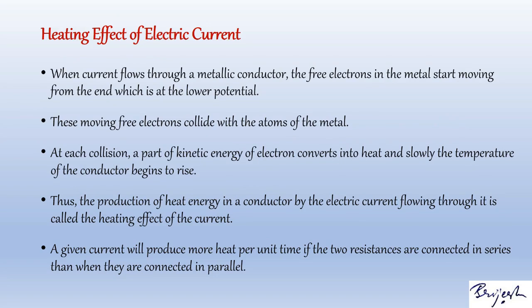Heating effect of electric current. When current flows through a metallic conductor, the free electrons in the metal start moving from the end which is at lower potential. These moving free electrons collide with the atoms of the metal. At each collision, a part of the kinetic energy of the electron converts into heat, and slowly the temperature of the conductor begins to rise. Thus, the production of heat energy in a conductor by the electric current flowing through it is called the heating effect of the current.